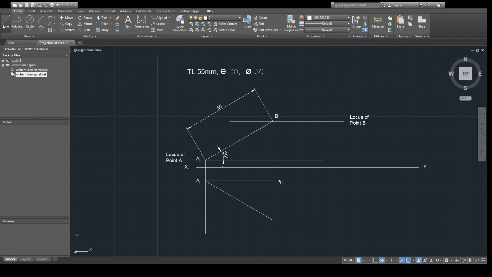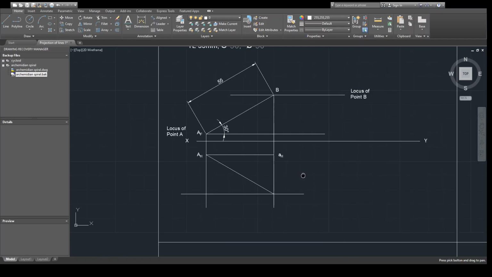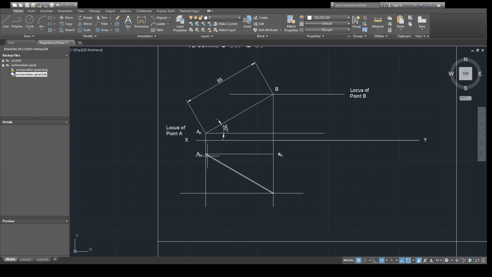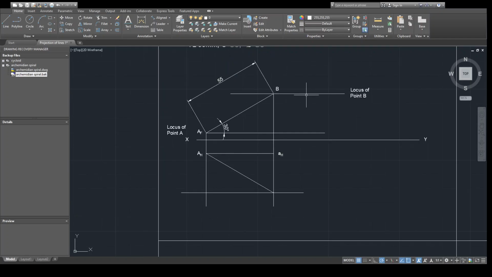So here we have the locus of point B. In the top view also we have obtained the locus of point B and the locus of point A. Similarly, in the front view, this is the locus of point A and this is the locus of point B. No doubt about that. BF lies over this locus. Similarly, BH lies over this same locus. So I will copy this just for time being.